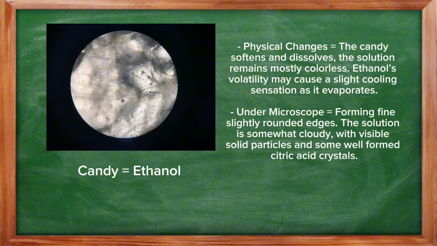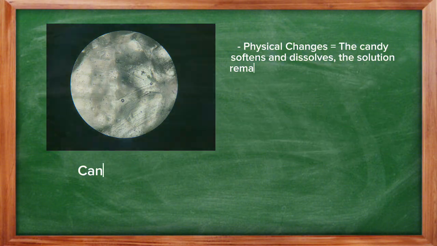Physical changes: the candy softens and dissolves. The solution remains mostly colorless. Ethanol's volatility may cause a slight cooling sensation as it evaporates. Under microscope, forming fine, slightly rounded edges, the solution is somewhat cloudy with visible solid particles and some well-formed citric acid crystals.